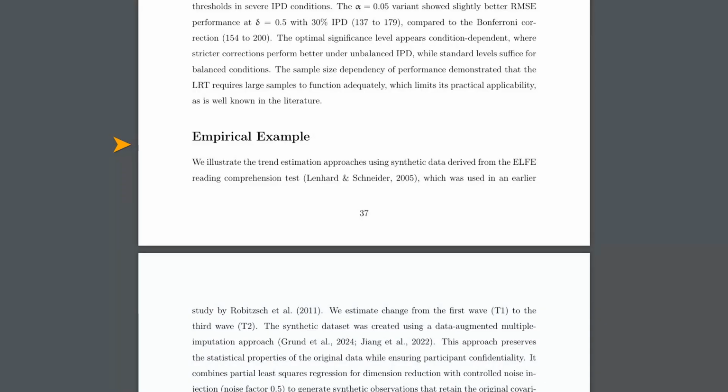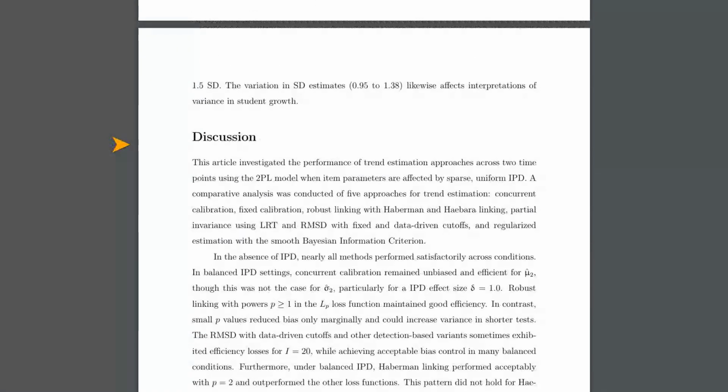Now, no study is perfect. The researchers point out that they assumed the basic math model for the test questions, the 2PL model, was correct. In reality, things might be more complicated. They also only looked at questions with right or wrong answers, not questions where you have to choose from several options. Future research could explore these methods with more complex test types and also look at what happens if the drift is not just in the question's difficulty, but also in how well it measures ability. They also suggest looking at longer time spans with more than 2 test points, which is common in real assessment.